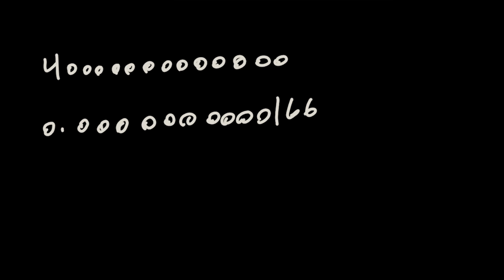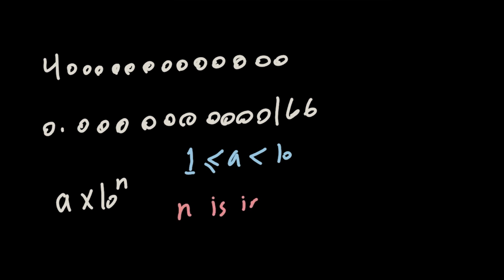So basically the scientific notation is A multiplied by 10 to the power n. And there are some conditions here. A is greater than or equal to 1 and less than 10. This is the first condition for scientific notation. And the second condition is n is an integer. It's not a number with decimal places, it's an integer. It's 1, 2, 3, and so on. There's no fraction.